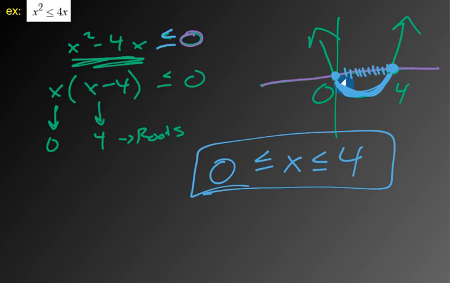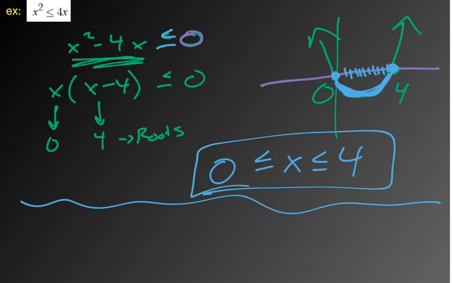So, 0 and 4 are the two times it equals 0. And then everything in between, if you plug in like 2, let's see, 4 minus 8, right? 4 minus 8 is less than or equal to 0. If you plug in, though, like 4.1, I guarantee you it's not going to be less than or equal to 0. Maybe let's just do it.